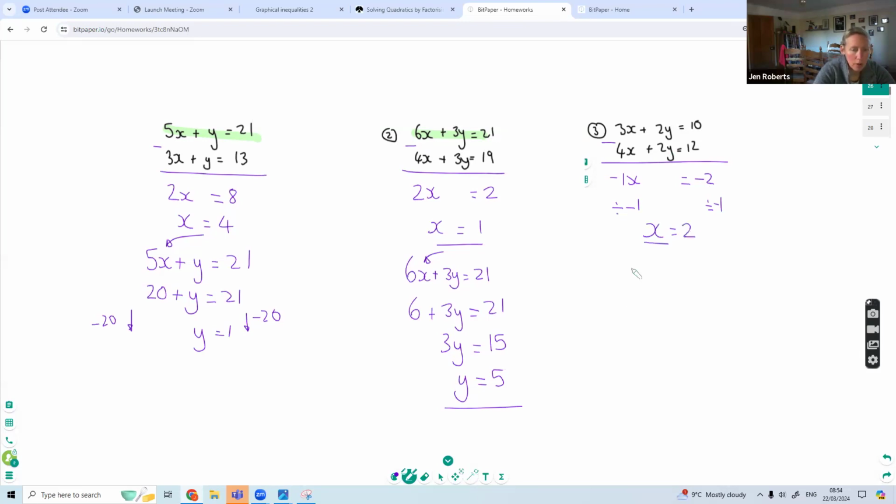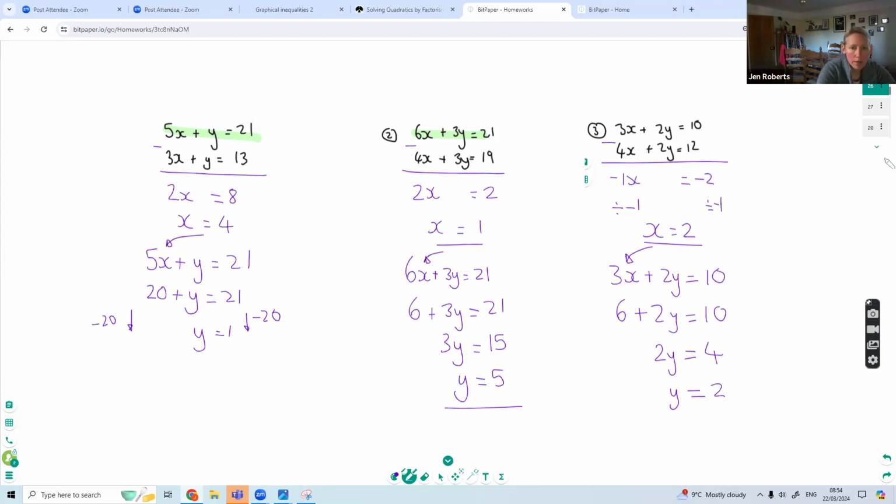So x is 2. Substitute it into that first equation. 3x plus 2y equals 10. X is 2. Put that into there. 3 times 2 is 6. Take away 6 off both sides. Take away 6 here, you're left with 2y. Take away 6 here, you're left with 4. Divide both sides by 2. 2y divided by 2 is 1y. 4 divided by 2 is 2. So x is 2, y is 2.